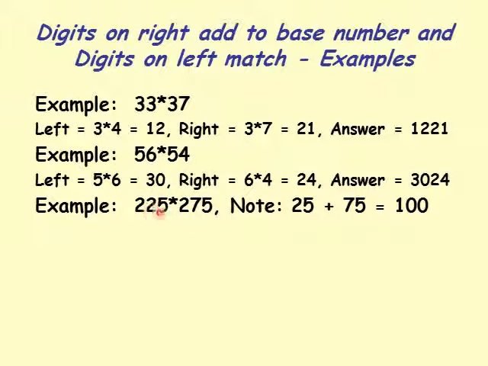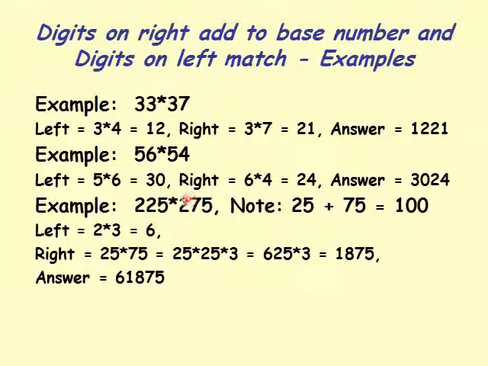Here the two digits on the right, 25 and 75, add to 100, which is the base number. So on the left it is 2 times 3 equals 6. Right is 25 times 75, which is equal to 25 times 25 times 3, and 25 times 25 is 625. We just did it recently, and times 3: 3 times 6 is 18, and 3 times 25 is 75, so 1875. So 6 on the left and 1875 on the right. So the answer is 61875.